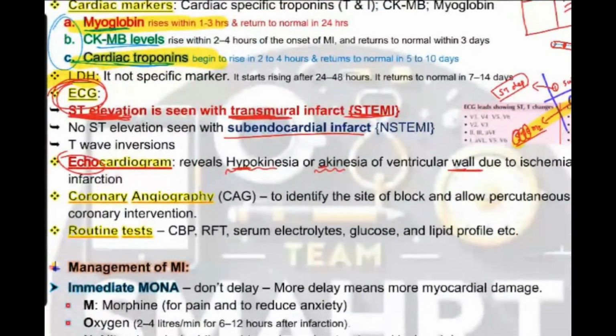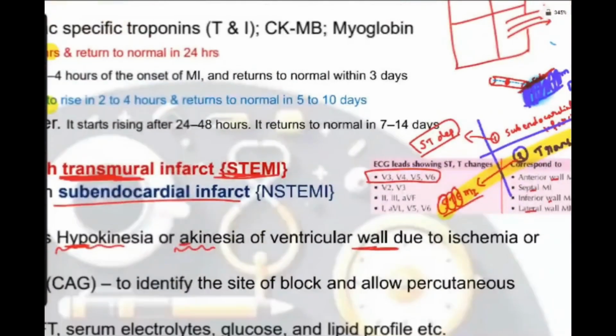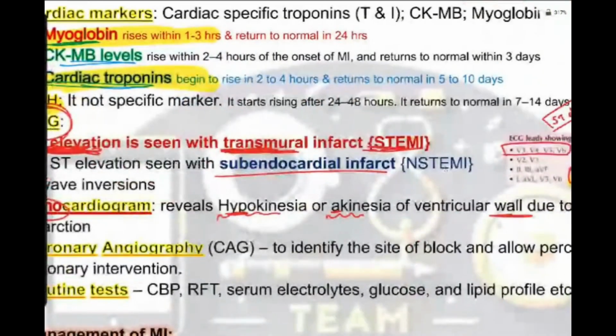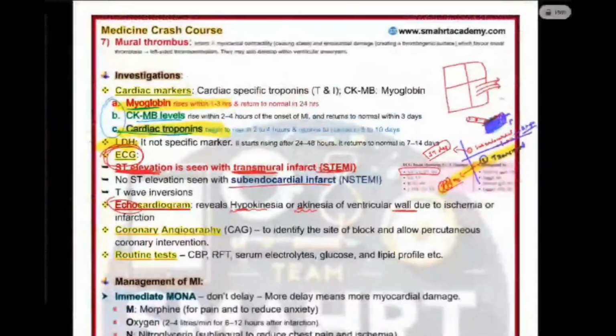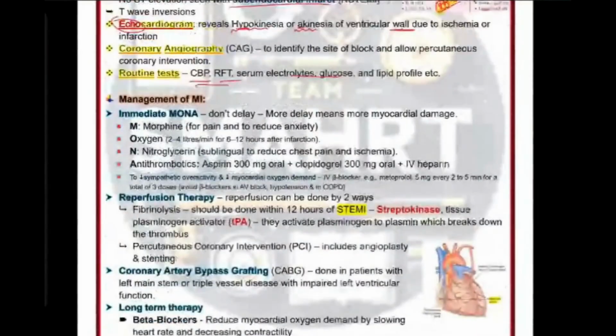In the ECG, you look at the ST segment, no matter which lead. The leads just indicate where the MI is: the anterior wall, septal region, inferior wall, or lateral wall. So you don't need to focus on that. Just examine all the leads and look at whether ST elevation is there or not. If there is ST elevation, then it is a serious case. If there is no ST elevation, then it is a subendocardial infarct. You can intervene. Routine tests like CBP are just to know the risk factors.